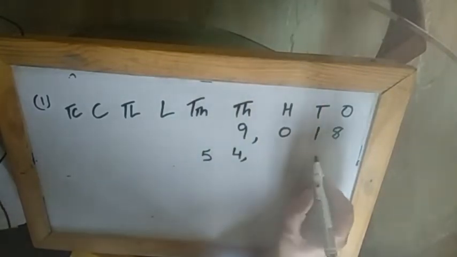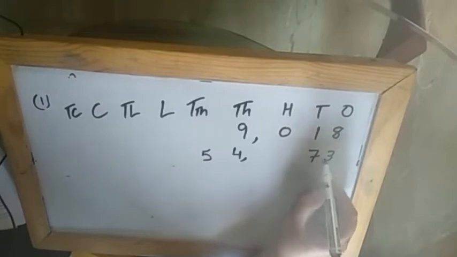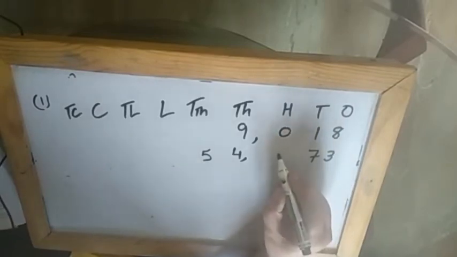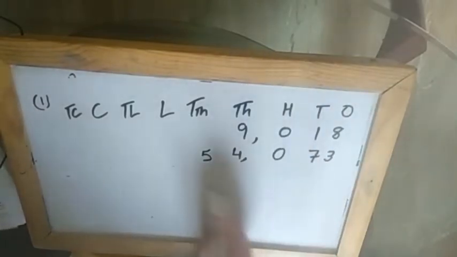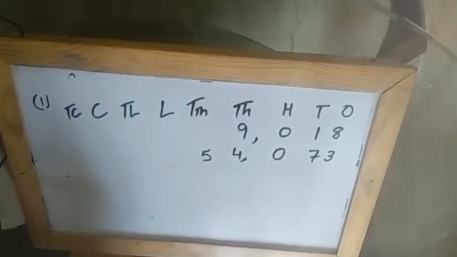73. So 73 will come on the last two places. So again there is nothing for the hundreds place, so we put a 0. So this is how you form the second number. Now look at the third one.